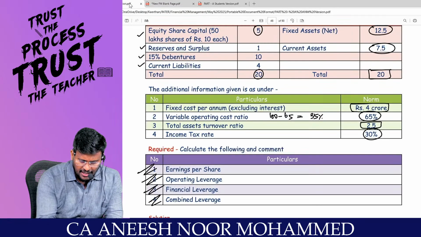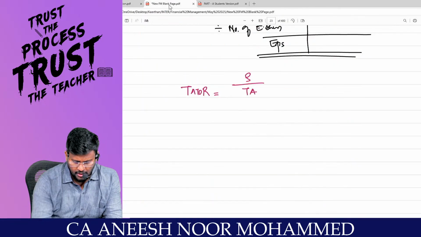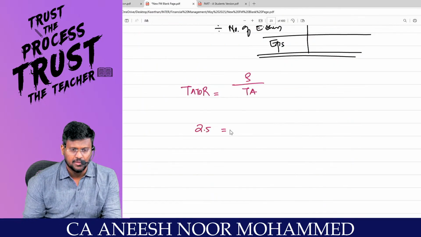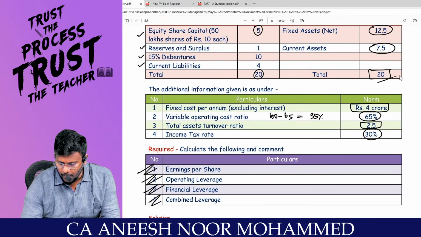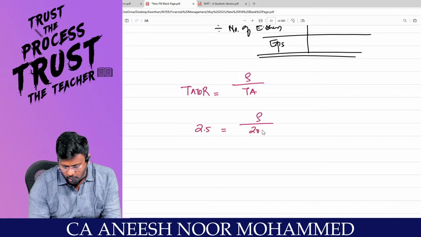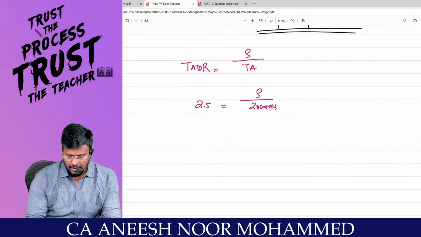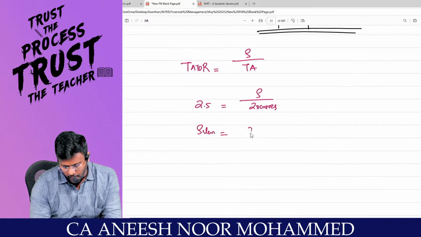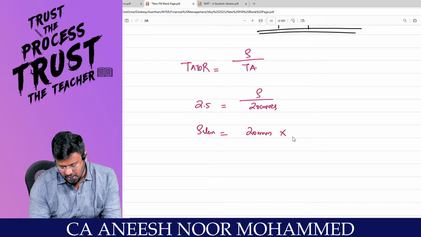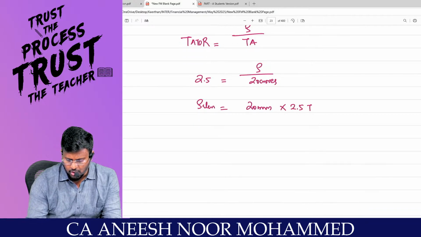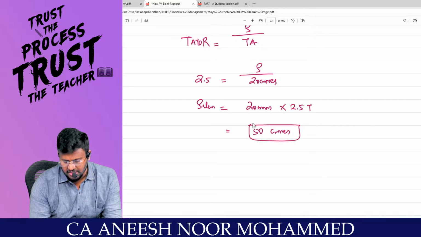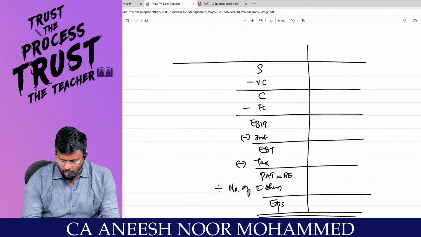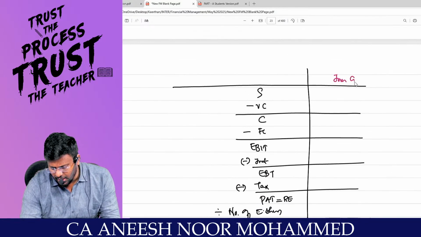So they have given that total asset turnover ratio is equal to 2.5 times. 2.5 times is equal to sales divided by total asset of 20 crores. Are you really with me? That means sales is equal to 20 crores into 2.5 times, which comes to 50. 50 crores is the sale. So I can fill it in now. I am writing in crores. 50 crores is the sale.